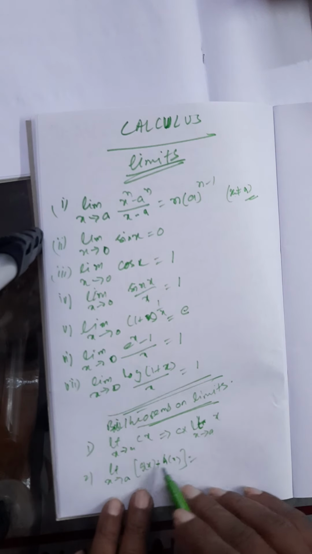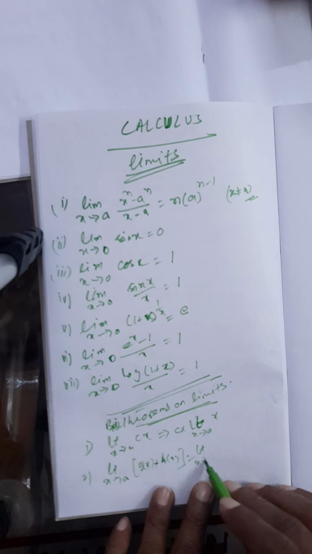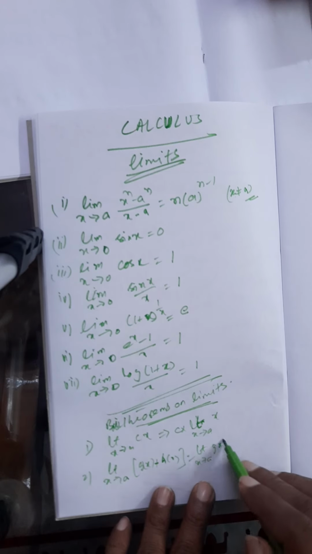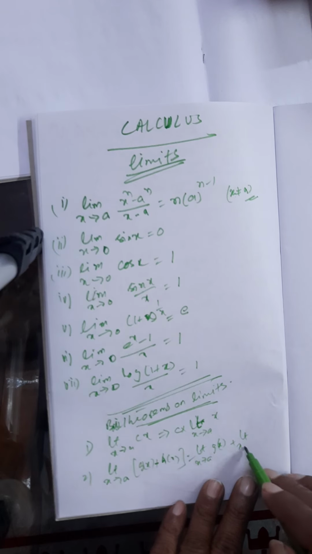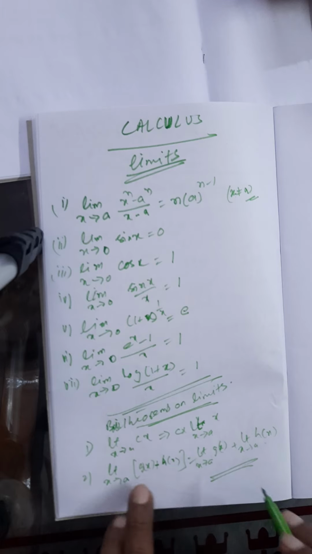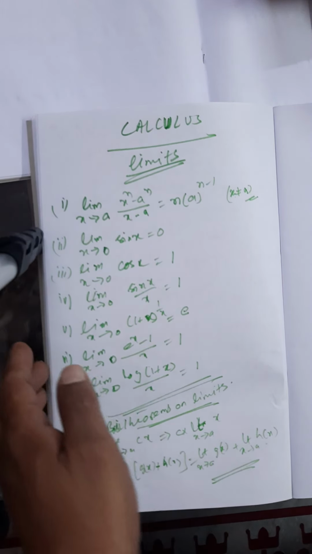Limit x tends to a, if two functions are there, we can separate the limits for both functions. So, the limit of g(x) plus h(x) is the limit x tends to a of g(x), we have to write plus, limit x tends to a of h(x). Like this, if a sum is there, we can separate each and every function. If 2 are there, write 2, or if 3 are there, write 3. So, using separation we can proceed.